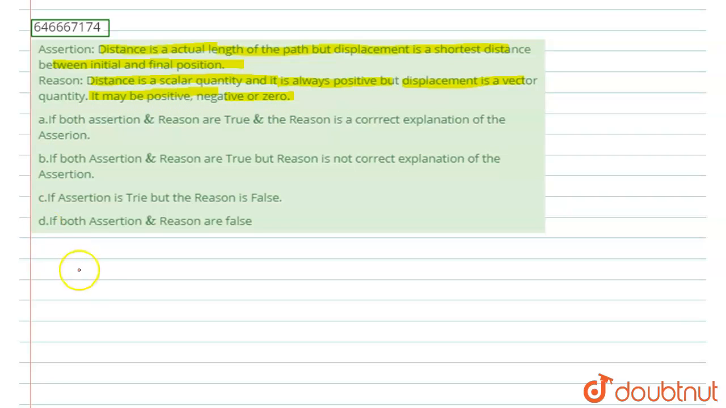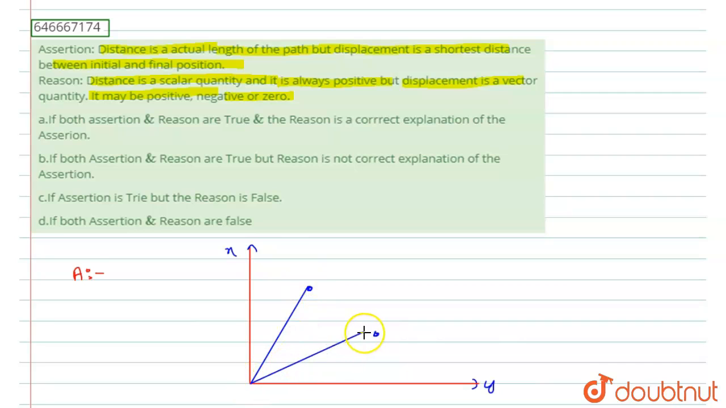So if you talk about the assertion first, it is given that distance is the actual length of the path, but displacement is the shortest distance between the initial and the final position. Yes, this is true. Why is this true? Let us consider this is the x-axis and this is the y-axis. Initially, let us consider the particle is at this position and finally the particle is at this position. Now the position vector of this is r1 and the position vector of this is r2.